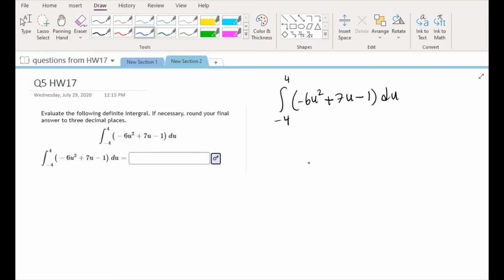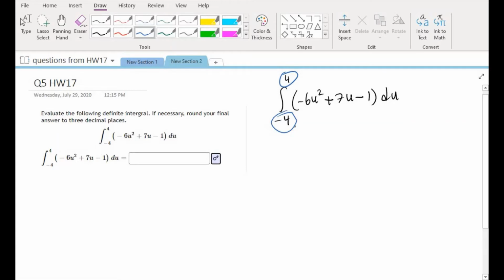This is question 5, homework 17. Again, this is a definite integral. I will do it the same way I would do an indefinite integral, but at the end we need to compute the integral at -4 and 4. To do that, first I'm going to simplify this integral.